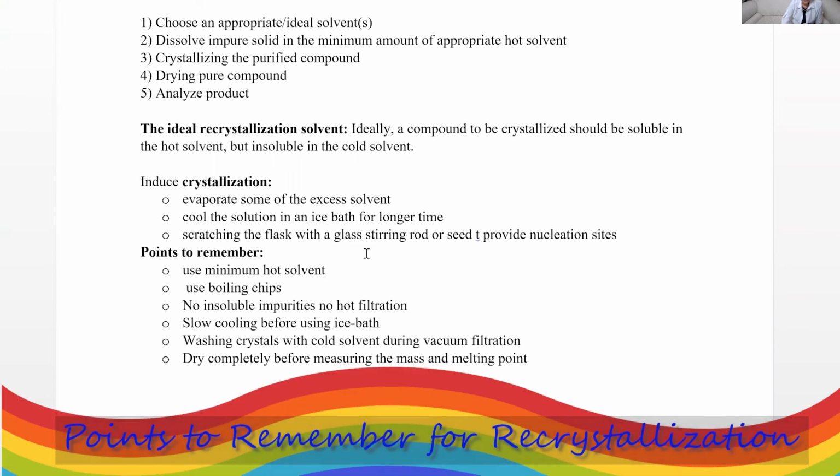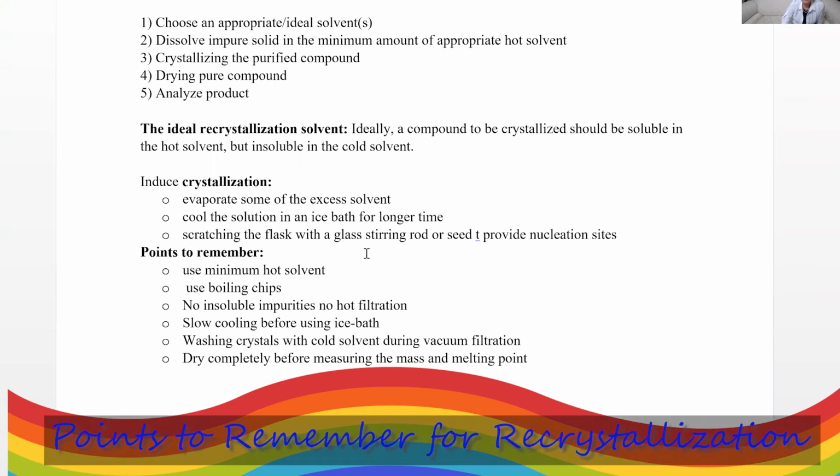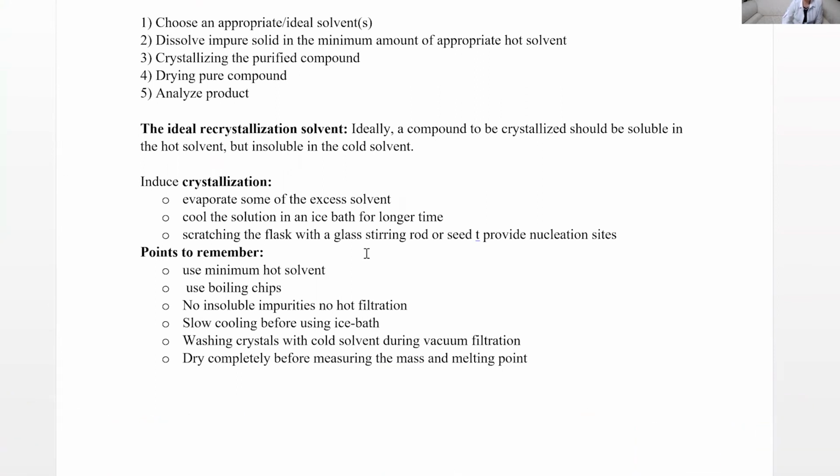There are some points that you have to follow in order to get a high percent recovery. So basically you don't lose the product, and a pure sample, of course. You want to use a minimum of hot solvent. For an obvious reason, you want to make sure your solution is saturated. Use boiling chips, to avoid bumping. Anytime you heat up or boil a liquid, you want to add the boiling chips to avoid bumping.